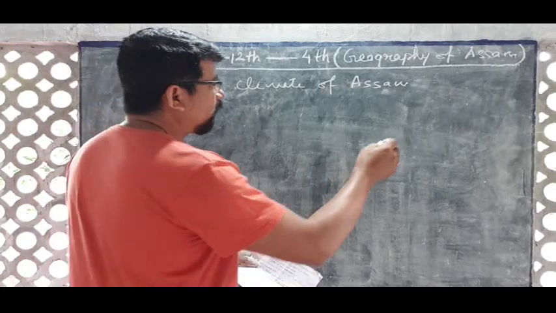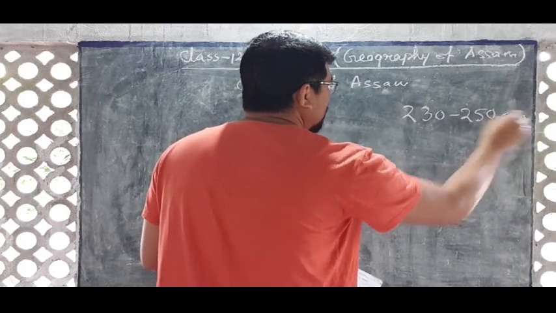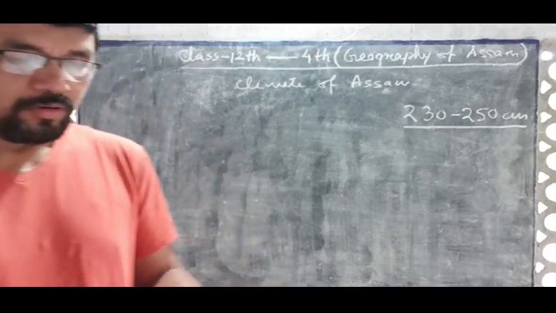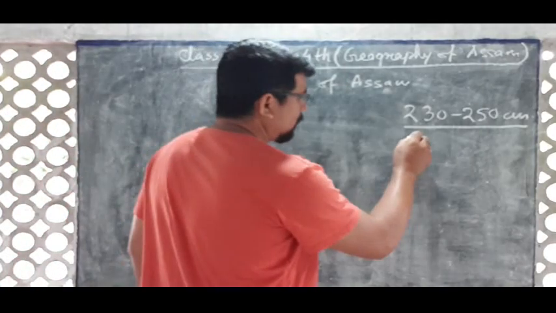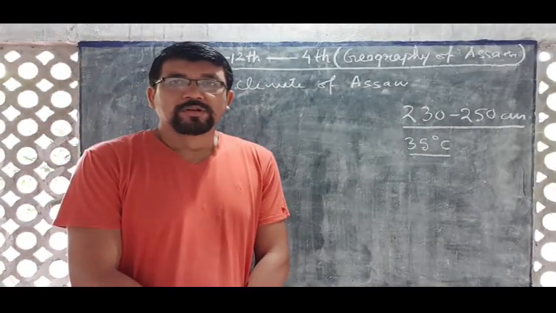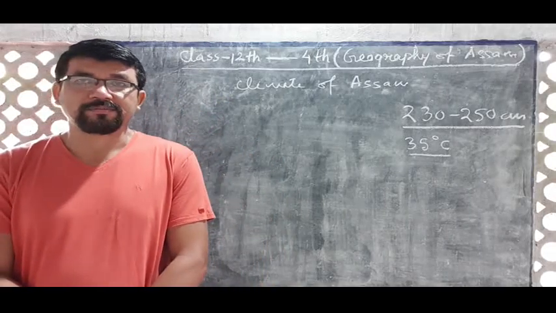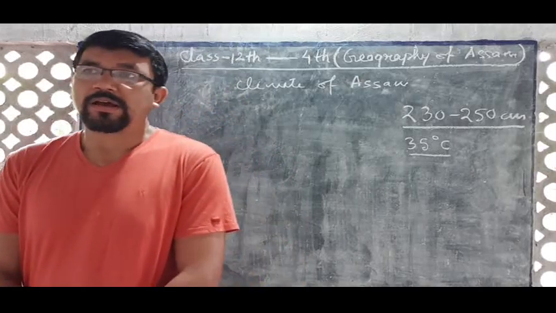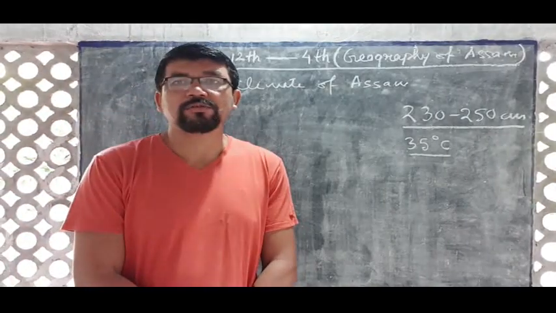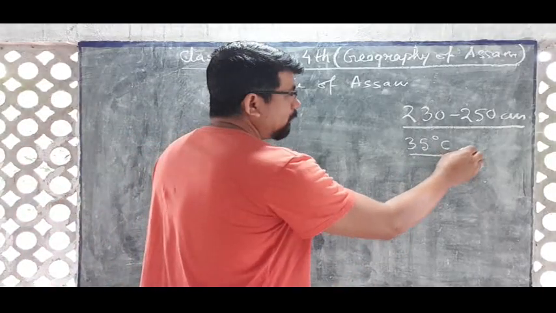Average annual rainfall of Assam is 230 to 250 centimeter annually. Annual temperature of Assam is almost 35 degrees Celsius. Summer temperature is mainly more than 35 degrees Celsius, 35 to 38 degrees Celsius, and winter temperature is generally 7 degrees Celsius to 18 degrees Celsius. So the average temperature of Assam is nearly 35 degrees Celsius.